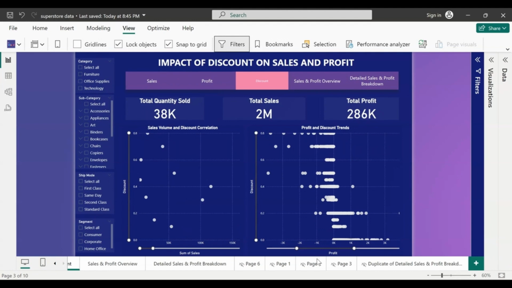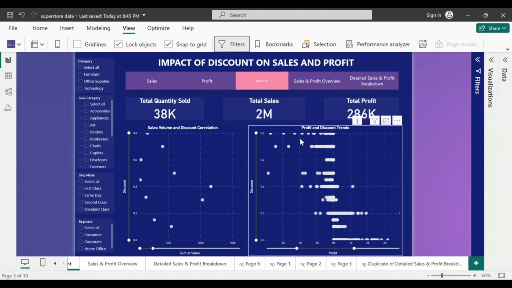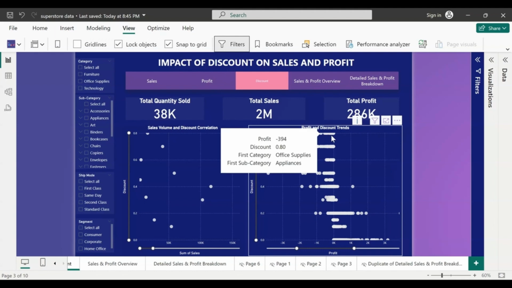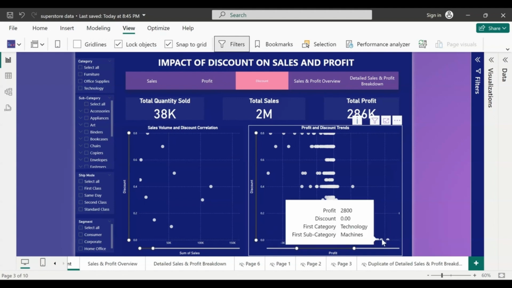So coming on to the profit versus discount, we could see here the discount is almost 80%, but here the profit is in minus. So the discount didn't work here. Due to this high discount, we got much loss. And here there is no discount, and we got a profit of around 2,800.